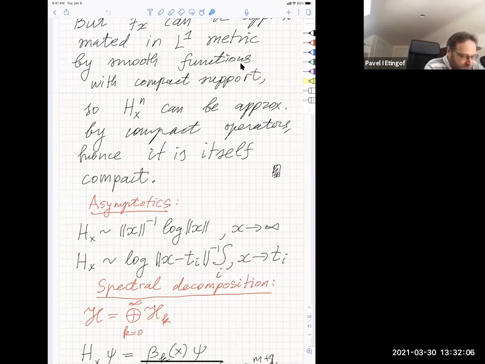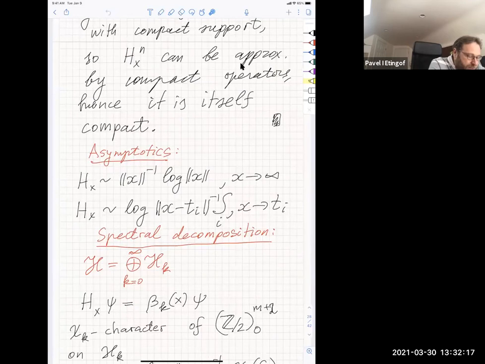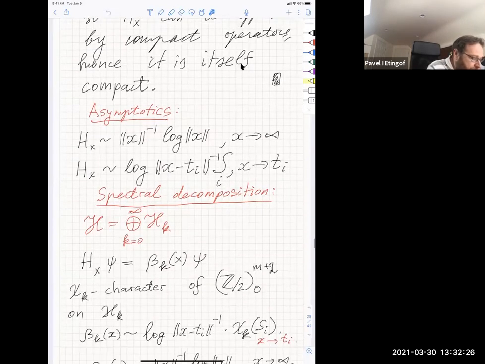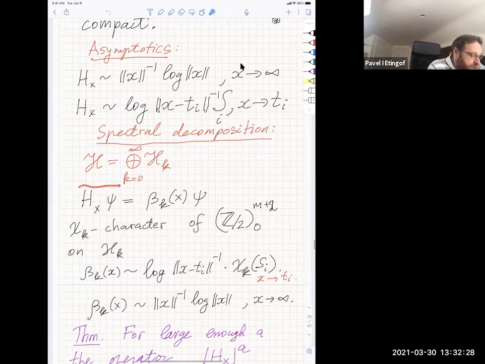But actually, it behaves exactly the same way at all of the points, except that it will have these si factors, which are these involutions at the ith point. And at the infinity point, there is no si because we have used it to identify the components, and so it's just missing. But otherwise, it's exactly the same. And so we have a spectral decomposition into eigenspaces of hx. So hx psi equals some function beta k of x times psi.